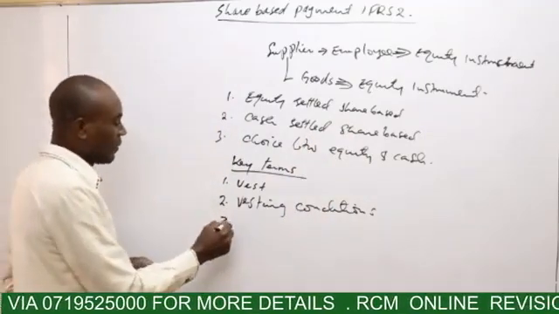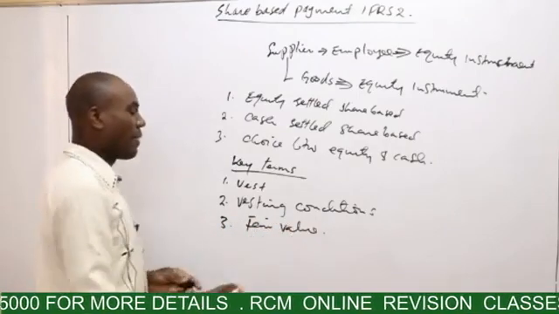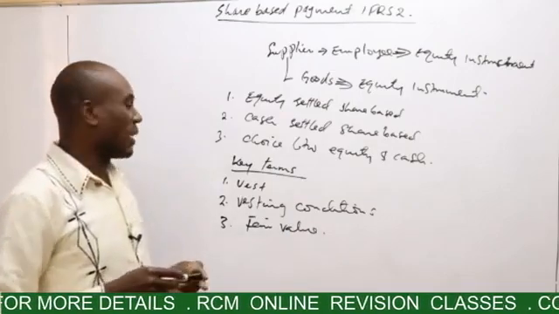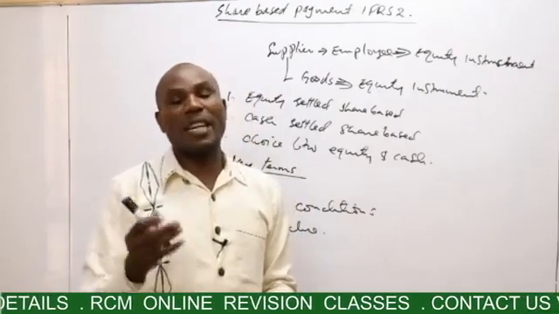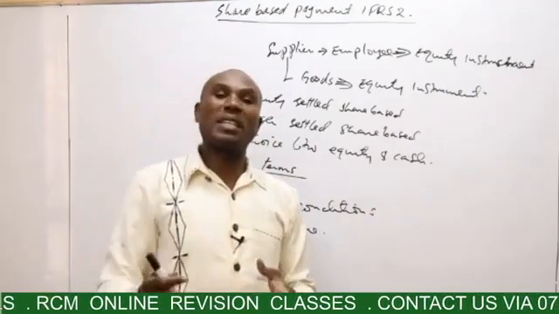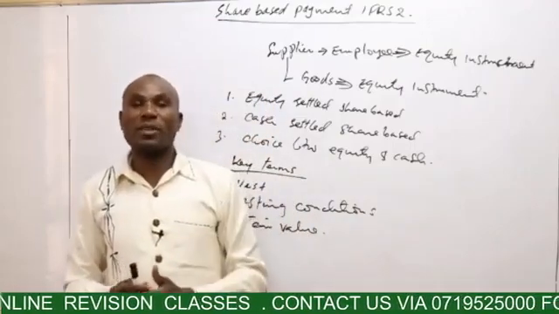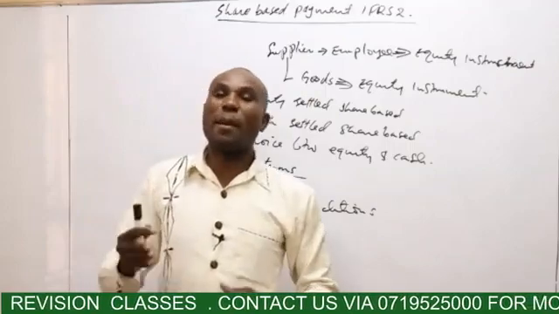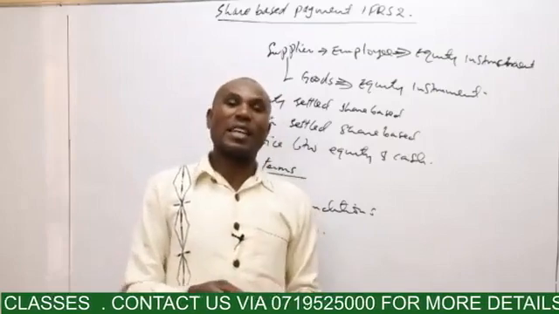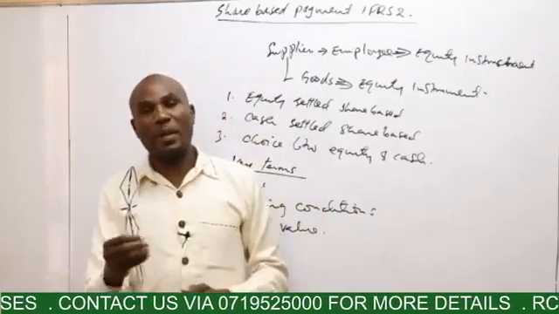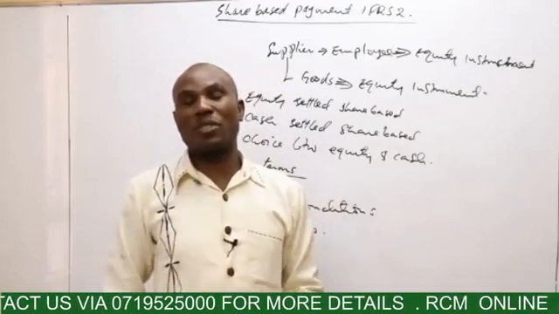Then number three, we have something called fair value. Fair value means the amount at which an asset can be exchanged or liability settled between knowledgeable willing parties at an arm's length transaction. The price, the amount at which an asset can be exchanged and liability settled between knowledgeable willing parties at an arm's length transaction.